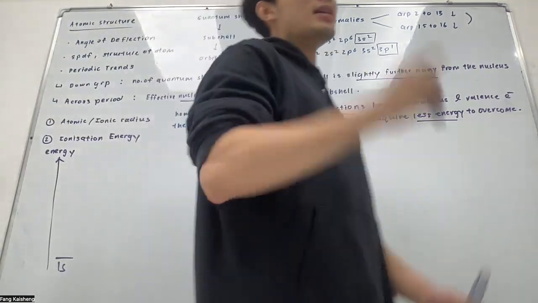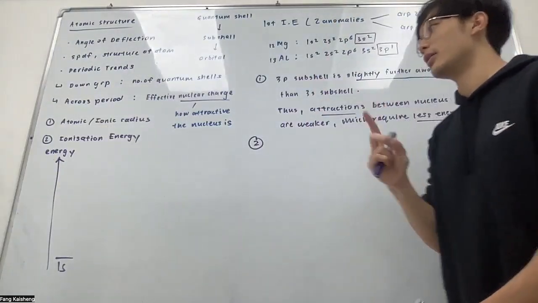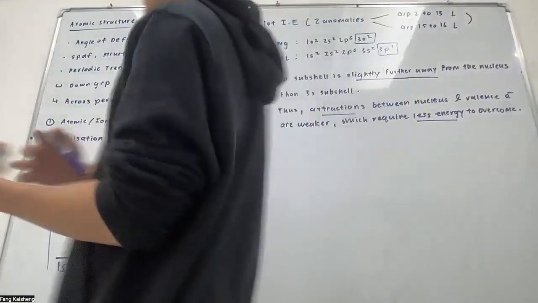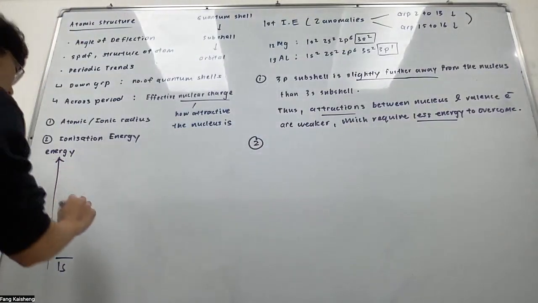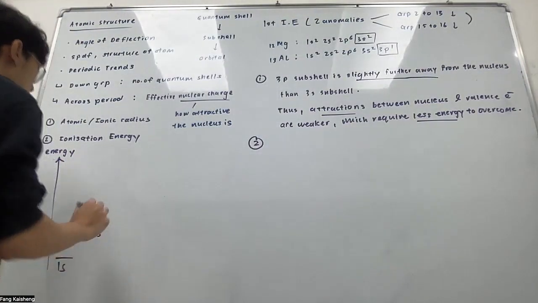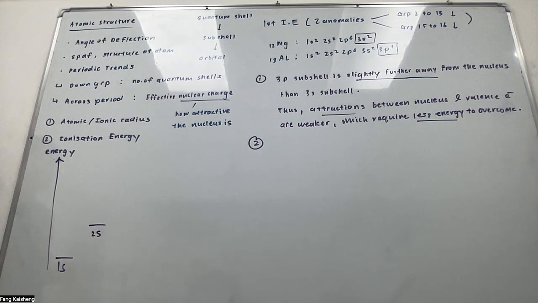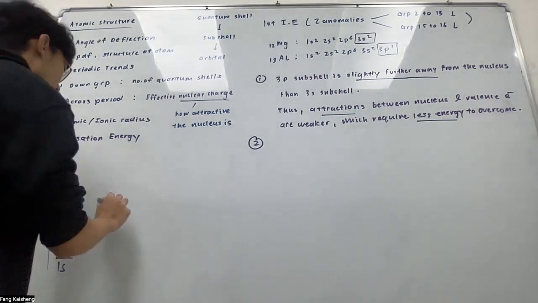Wait, wrong. 1 to 2 is the next quantum shell. Okay, so yeah, terms must be correct. Quantum shell is like the biggest jump already, so that's why the energy jump is going to be significantly higher. Now, next one is 2p. From 2s to 2p, yes, it still increases, but that's a subshell. Can you see the idea now?